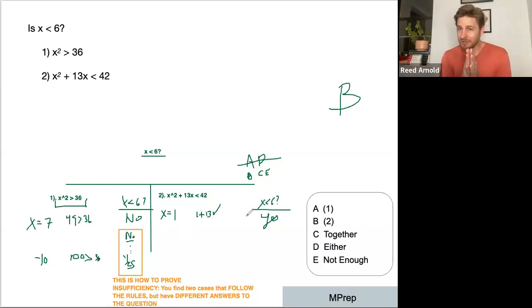So now that we have x is 1 and it follows the rule and it's less than 6, the question is, what kind of case should I think of next? What is my goal at this point in the testing cases process?